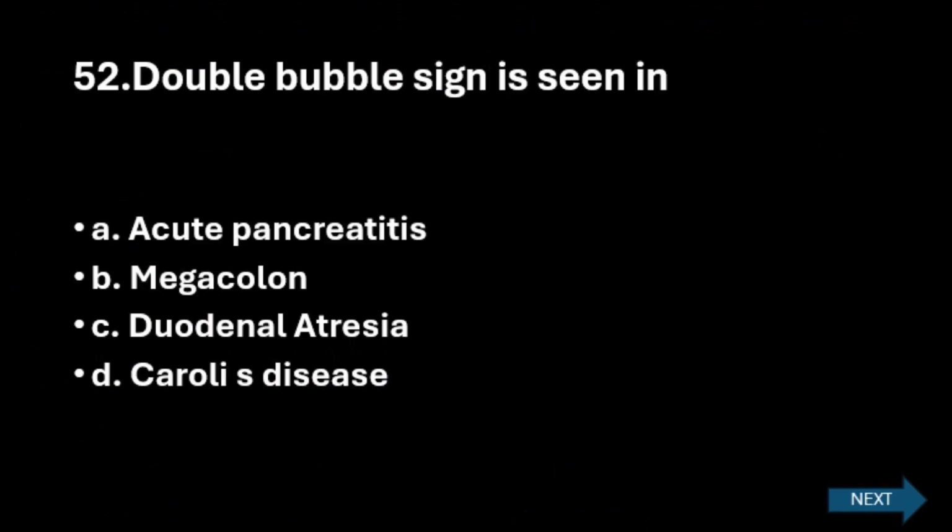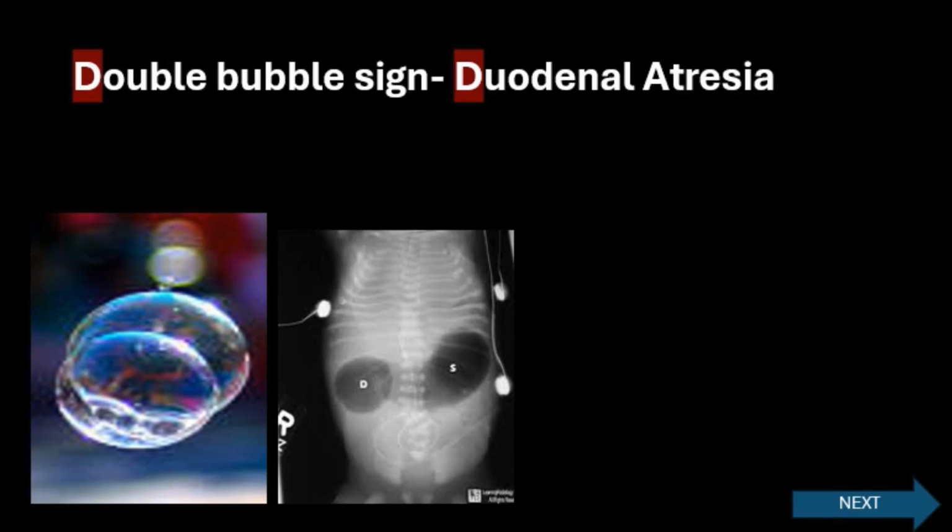Next question. Double bubble sign is seen in option A, acute pancreatitis, option B, megacolon, option C, duodenal atresia, option D, Caroli's disease. The right answer here is option C, duodenal atresia. We can see the double bubble sign here in this X-ray image. Double bubble sign, duodenal atresia. The D is highlighted for the memory.